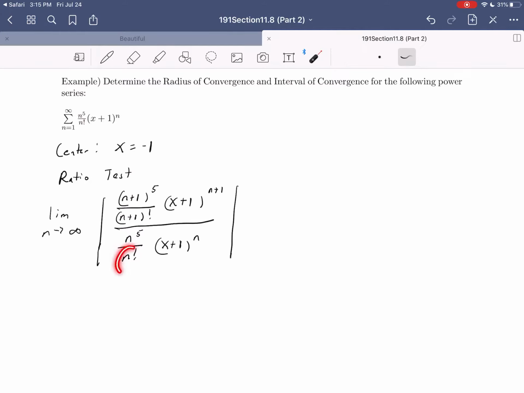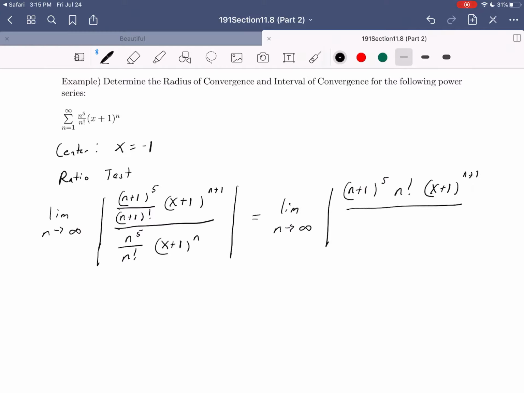We're going to bring this guy up, bring this guy down, and then we'll start looking for simplifications. So we have the limit as n goes to infinity. Looks like we have n plus 1 to the fifth. We have an n factorial and an x plus 1 to the n plus 1. That's everything that ends up in the top. And in the denominator, again, just trying to line things up, we have an n to the fifth. We have an n plus 1 factorial, and we have an x plus 1 to the n.